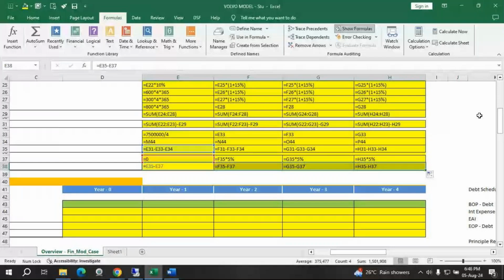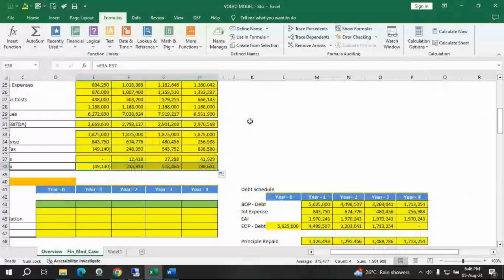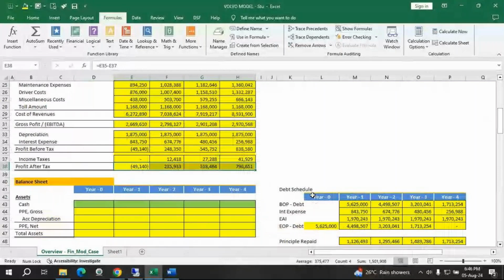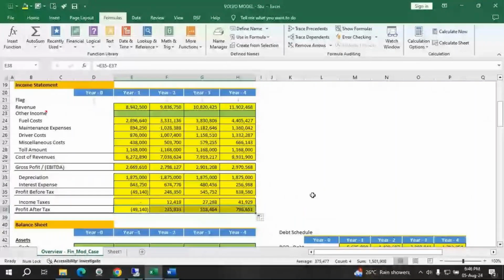Ma'am, can you please show the values? Done, ma'am.